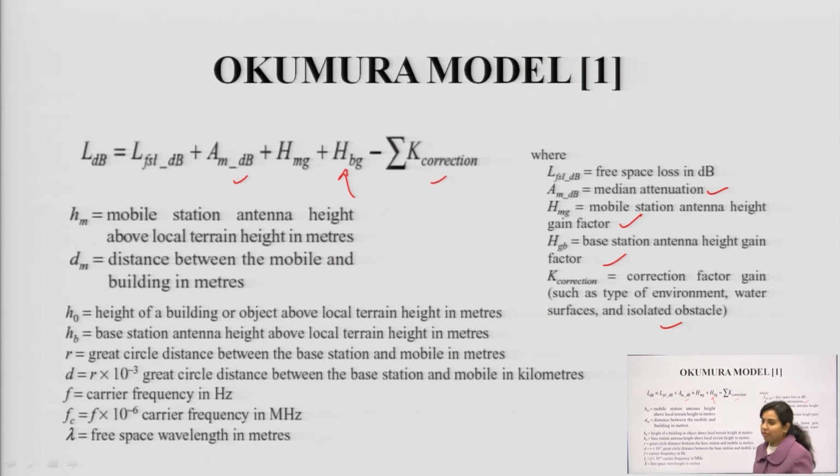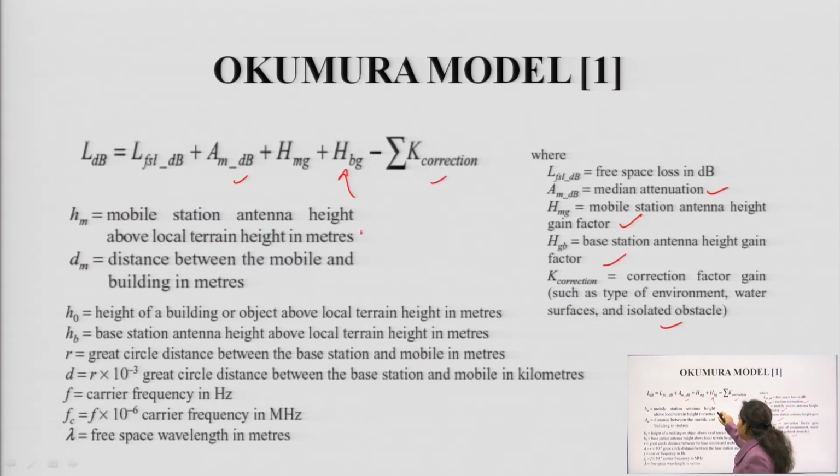This has to be subtracted, because when we are calculating the value of L, that is path loss, then all these correction factors have to be subtracted, because we are calculating the loss only in decibel.